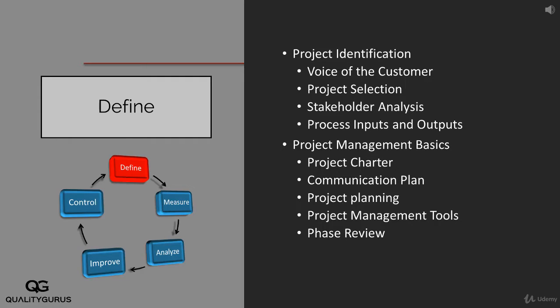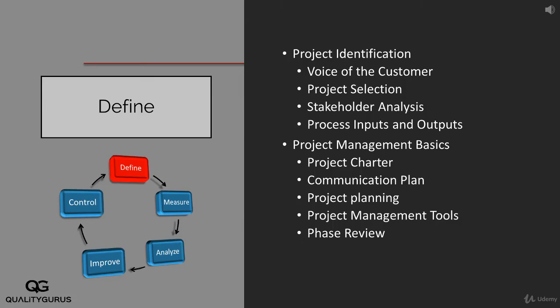The first tool here is the project charter. We will see what a project charter looks like, because the project charter will tell what the team, the team which is doing this Six Sigma project, is supposed to do. We will talk about that in the project charter. We will see the communication plan. We will talk about the project planning. How do you plan your project?